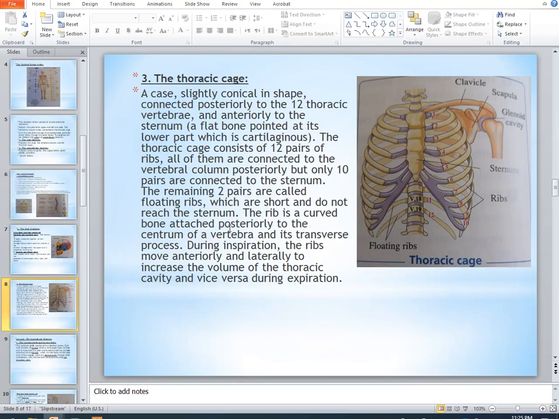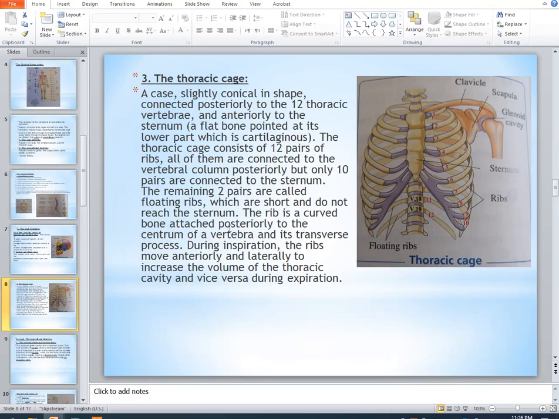Also, we have the thoracic cage. It's a case slightly conical in shape, connected posteriorly to the 12 thoracic vertebrae and anteriorly to the sternum. The sternum is a flat bone pointed at its lower part, which is cartilaginous. The thoracic cage consists of 12 pairs of ribs. All of them are connected to the vertebral column posteriorly, but only 10 pairs are connected to the sternum. The remaining 2 pairs are called floating ribs, which are short and don't reach the sternum.